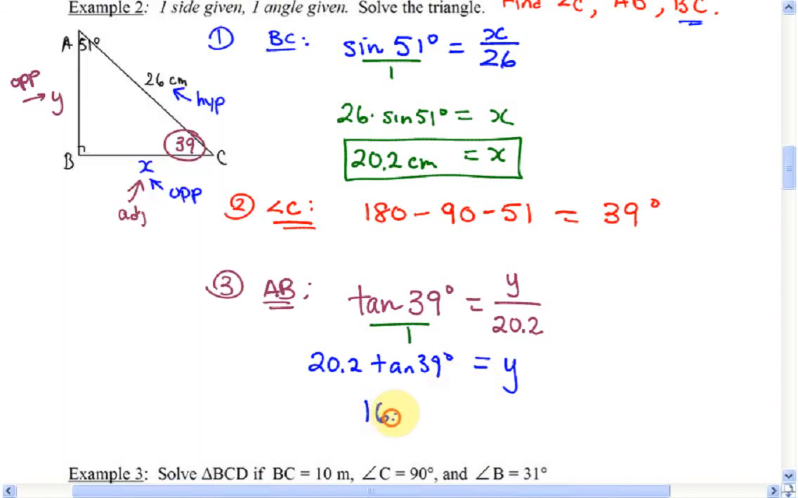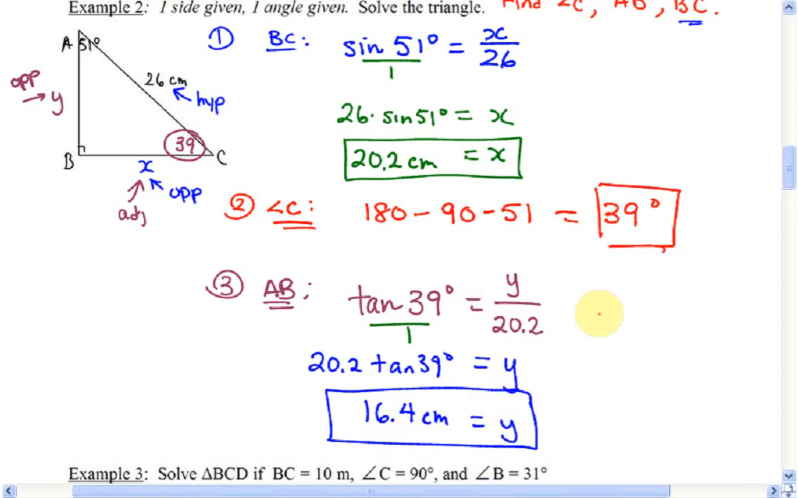Yes or no? Now, ladies and gentlemen, if you didn't do it my way, you should have still got the same answers because the triangle hasn't changed. So please double check that you have these three numbers, and if you do, give yourself a pat on the back. Give yourself one.